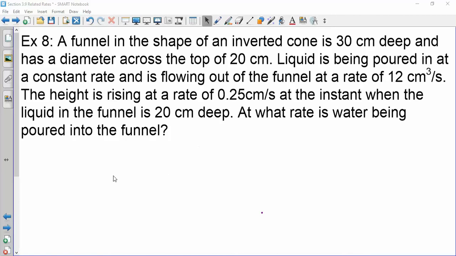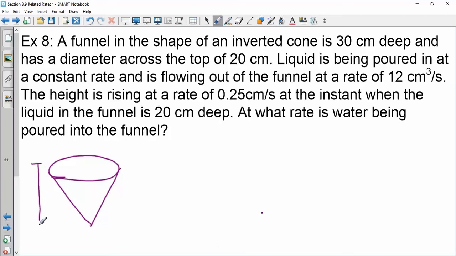Shape of an inverted cone, just for you guys, because I knew you loved it yesterday. I predicted you would love it so much that I already had one ready to go in the note sheet. Okay, it is 30 centimeters deep and the diameter across the top is 20 centimeters. Then we have, this one's tricky.